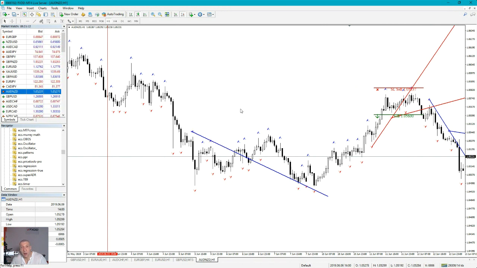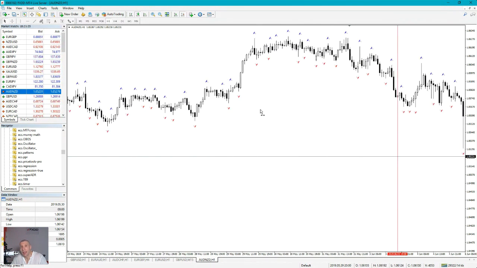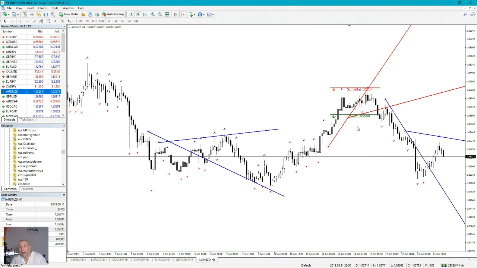Okay, then you have lateral fractals here. Okay, the price didn't break this. If it broke out to the upside, you would actually have had a trade. Okay, now for the down move.